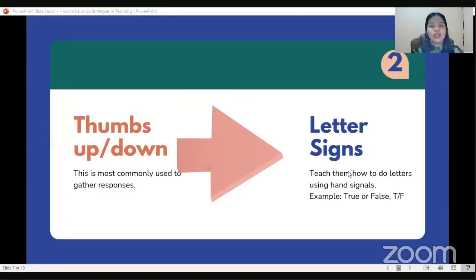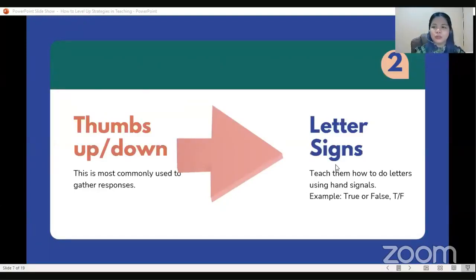So, instead of the usual thumbs up or thumbs down, let's encourage them na, syempre, ituro muna natin kung T or F, ituro muna natin, true or false, paano siya gawin. Tapos, during our online synchronous classes, maybe we can apply it to them. So, para lang at the same time, they would appreciate a different way of saying their answer.